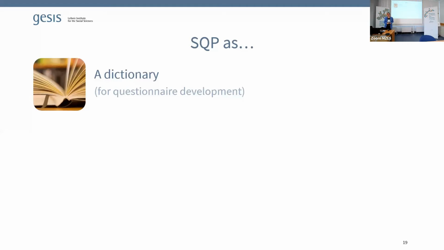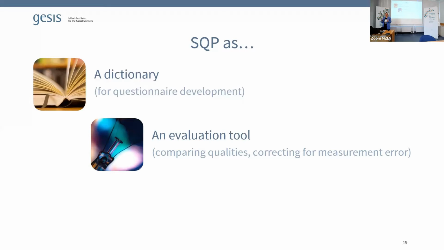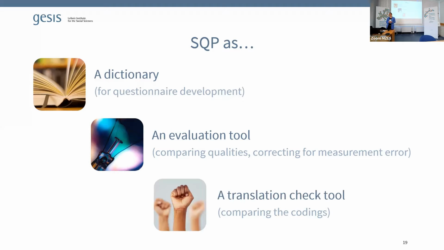You can use SQP in 3 different ways, I would say, or at least 3 main application areas. SQP can be used as a dictionary. So in the process of developing a questionnaire, you can look up questions, you can look up scales and so on. You can use it as an evaluation tool, to get this quality prediction, maybe use this prediction to correct for measurement error in your substantive analyses. And you can use it as a translation check tool. Meaning that if you have the codings of, let's say, your original item and the translated versions of your item, and all of them are coded, you can compare the codes and see whether there are differences between the language versions.